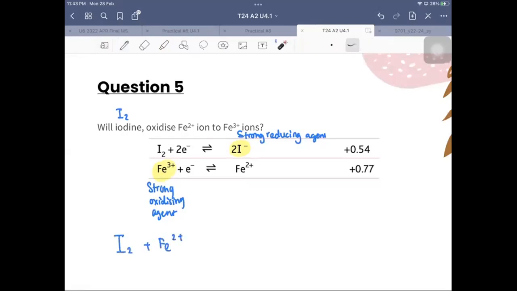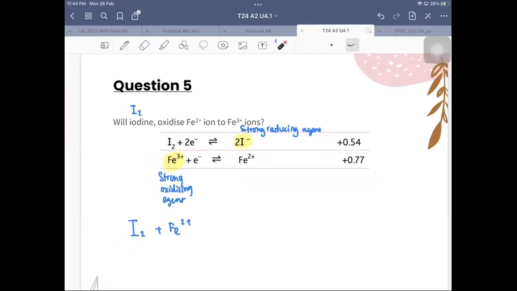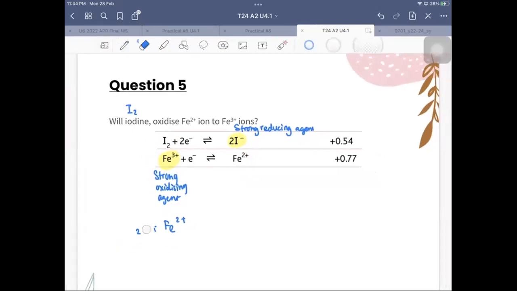So if you look at iodine and Fe2+, iodine is a weak oxidizing agent. Fe2+ is also a weak reducing agent. So qualitatively, I can say that they do not react. Okay, they don't react. But now we want to do it quantitatively.